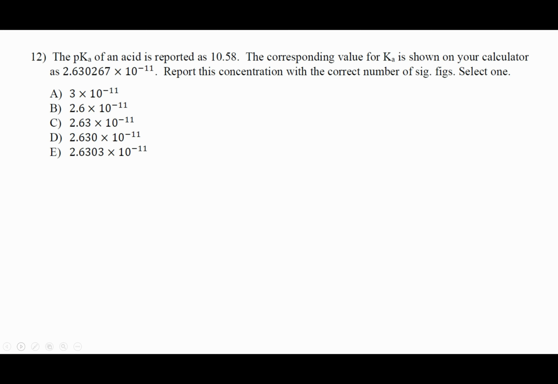The pKa of an acid is reported as 10.58. The corresponding value for Ka shown in your calculator is 2.630267 times 10 to the minus 11th. Report this concentration with the correct number of sig figs. Once again, a pKa is a logarithm here. So for a logarithm, the significant figures are only counted after the decimal place, which means this only has 2 sig figs, which means we have to report this number with 2 sig figs, right? There's 2 sig figs. Right, that 3 won't get it to round.